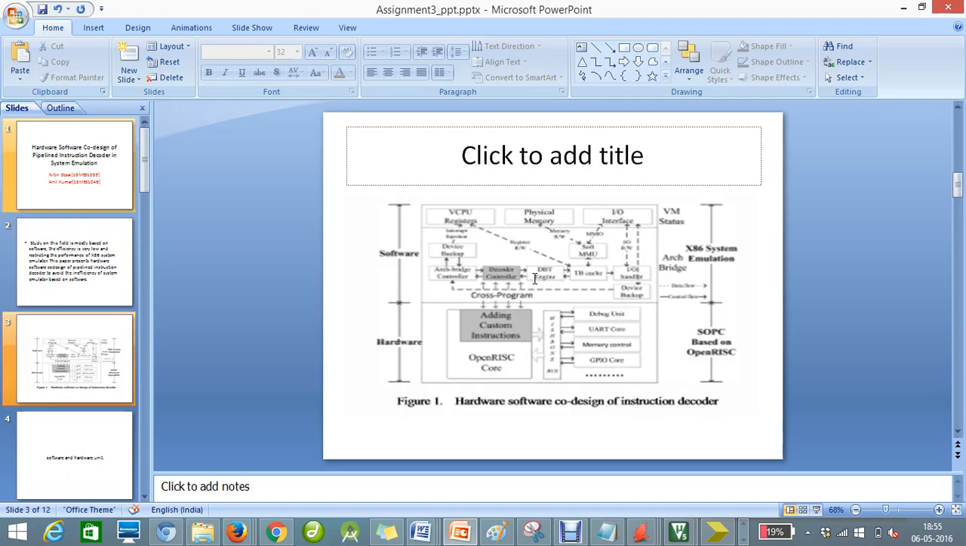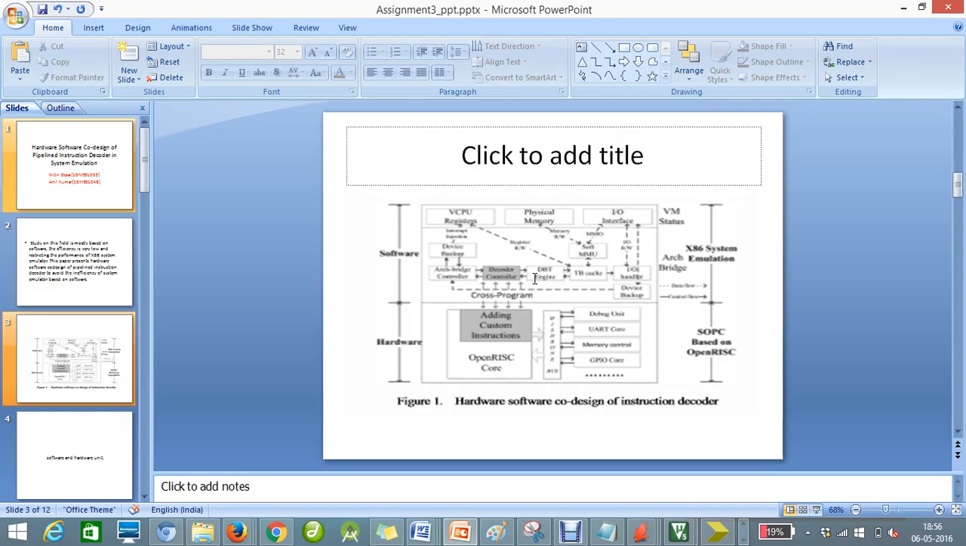This is the hardware software co-design of instruction decoder. This is the diagram which consists of the different registers, that is the CPU register, physical memory, IO interface. All the components are there. Along with that, we have decoder controller, which is the main part of our paper, and all other components are the part of the whole system. But we are basically more interested in decoder controller and adding the custom instructions.